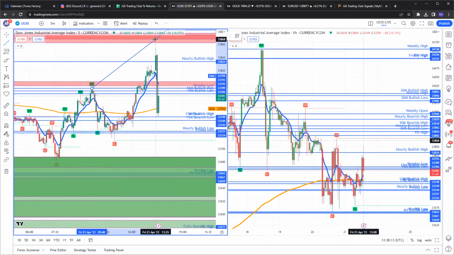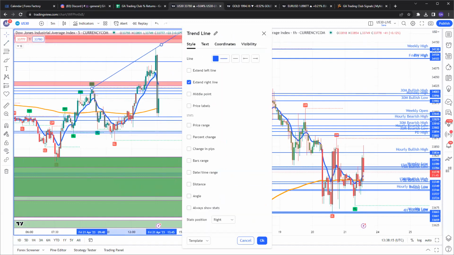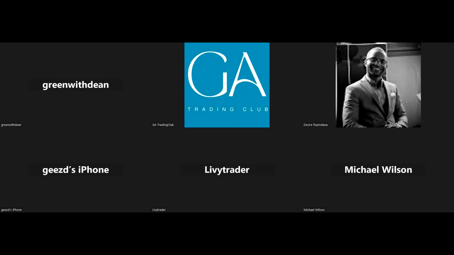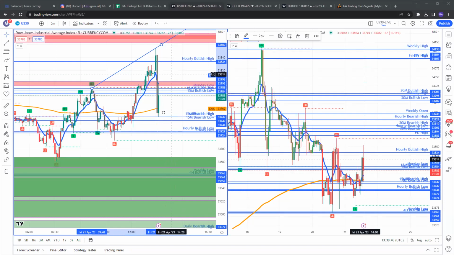So this is a hanging trend line on US30. I don't know why my mouse is lagging. Give me 1 second. Let me reset this. My mouse keeps lagging. Let's try this again. Okay, hopefully you guys are able to see that.